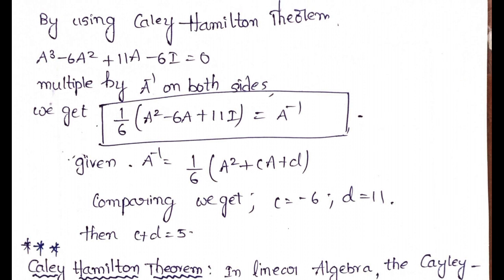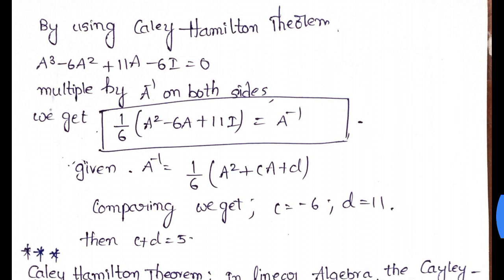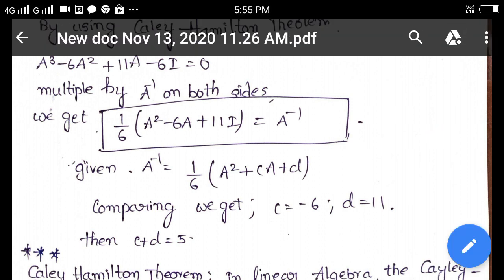Comparing, we get C is equal to minus 6 and D is equal to 11. Now C plus D is equal to 5. Now let's discuss what is the Cayley-Hamilton theorem.